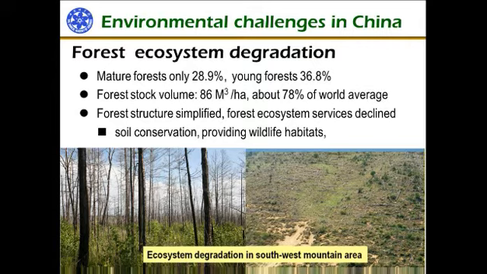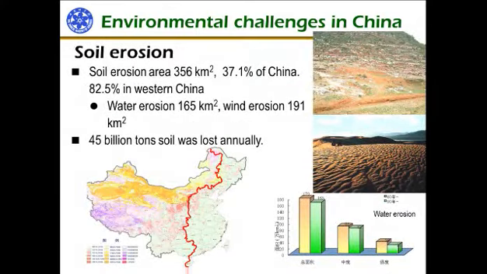For forest degradation, many forests only 29%, and most of them are young forests. The forest structure is simplified, forest ecosystem services decline, and the soil conservation ability and the ability to provide wildlife habitat are declining. Also soil erosion: about 37% of China has heavy soil erosion. David King mentioned the Loess Plateau, which has the most severe soil erosion in the world, where more than 45 billion tons of soil is lost annually.